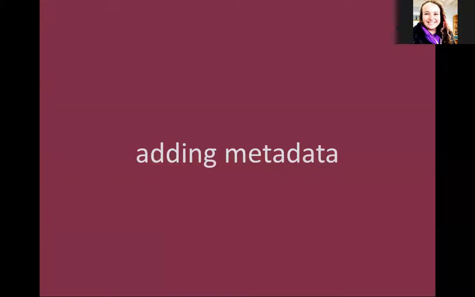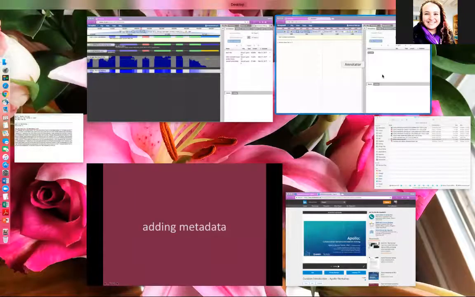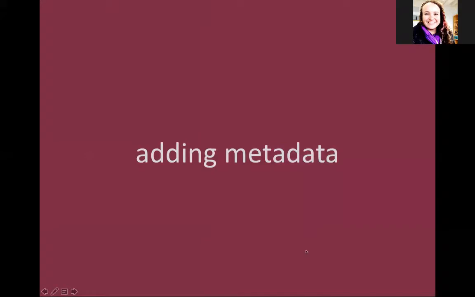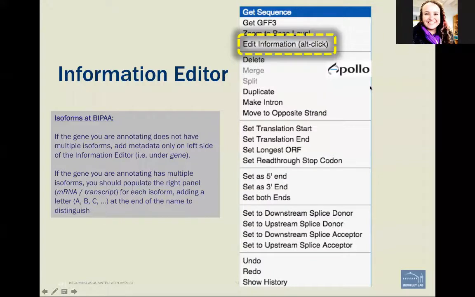Then let's talk about what kind of data we're going to attach. This is the last part now. Once we're done correcting the structures, what can we do in order to finalize all of this work? So we start by going to the information editor in order to add this metadata.